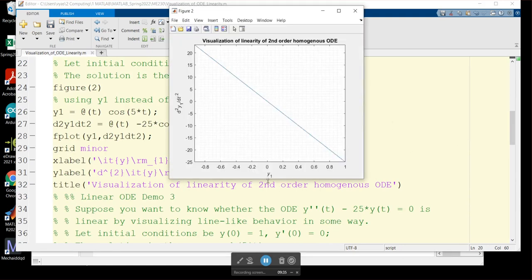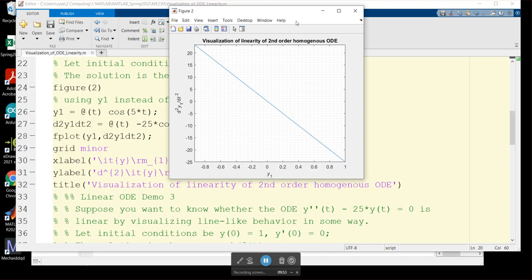Horizontal axis is y sub 1. I call it y sub 1 because I didn't want to use the same y for everything. So y sub 1, d square y1 over dt square is the y double prime there. And you can see a line of negative slope, and it's 25. I'll let you verify it's 25 because I'm going to give you the script once I'm done illustrating this.